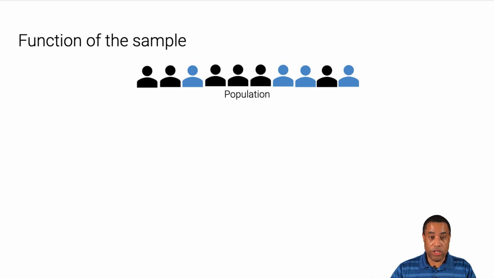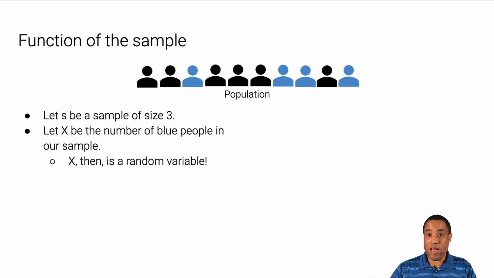So here's a population. We have blue people and not blue people. So we can say that S, our sample, will be of size 3, and X will be the number of blue people in that sample. So X is a random variable.